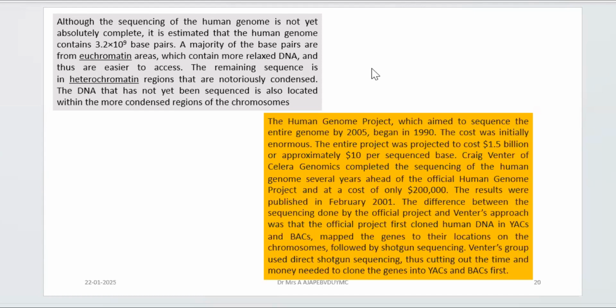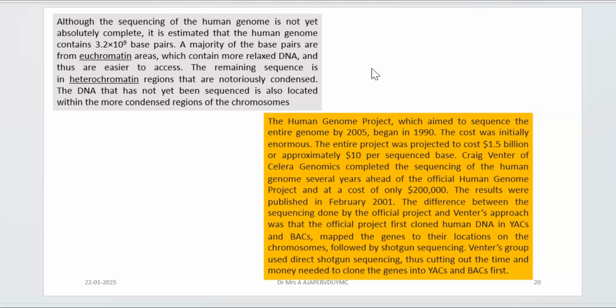But yes, let's take an example of human genome. The Human Genome Project, it was aimed to sequence the entire genome by 2005. It had begun in the year 1990, and the cost that was initially projected was about $1.5 billion, right? And probably $10 per sequence base would be the calculated price. म्हणजे पूर्ण एक्सपेरिमेंटची कॉस्ट आणि मग पर बेस कॉस्ट एस्टिमेट केली तर $10 एक बेस सिक्वेन्स आपल्याला काढून मिळेल असं होतं.